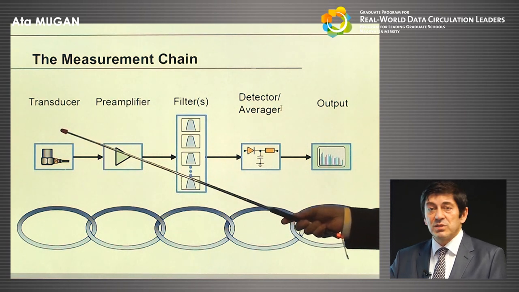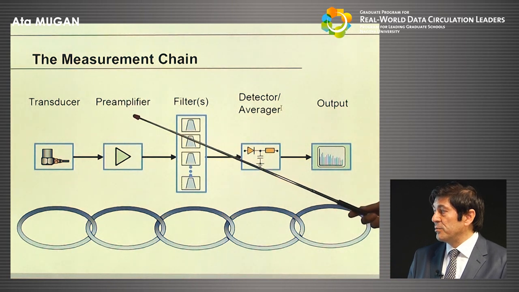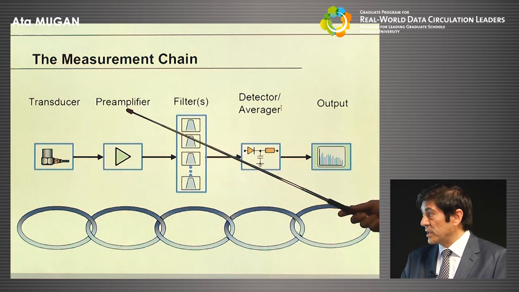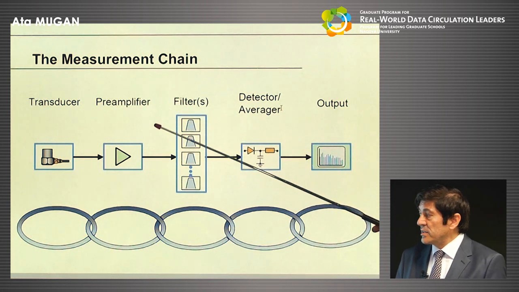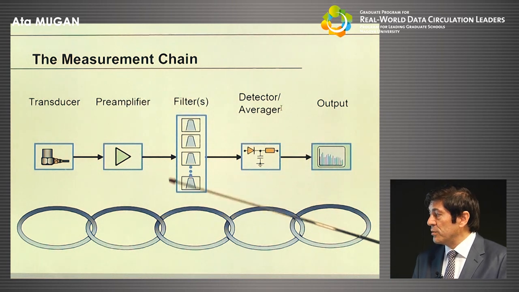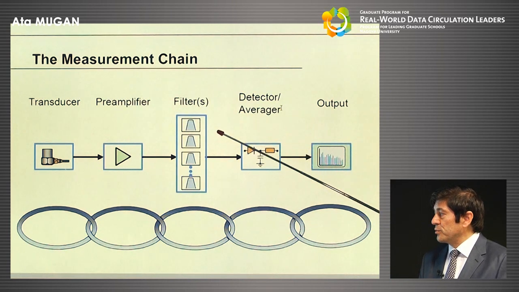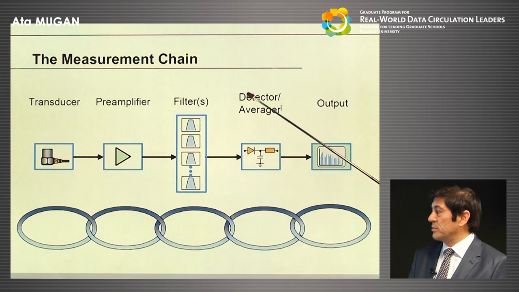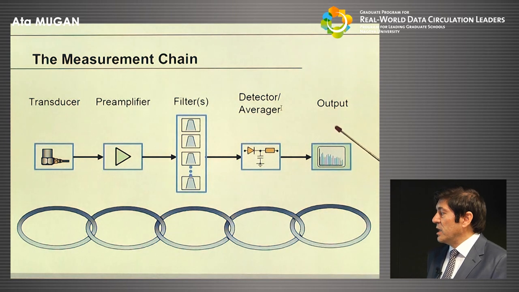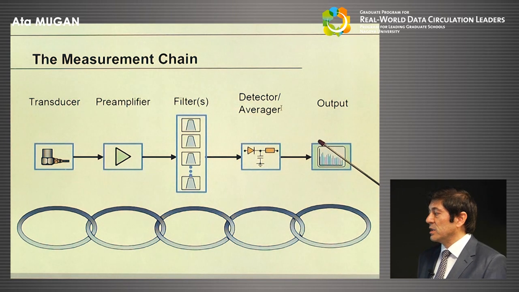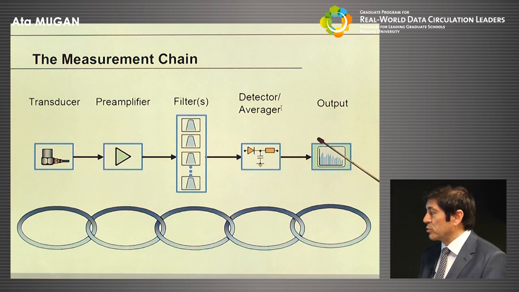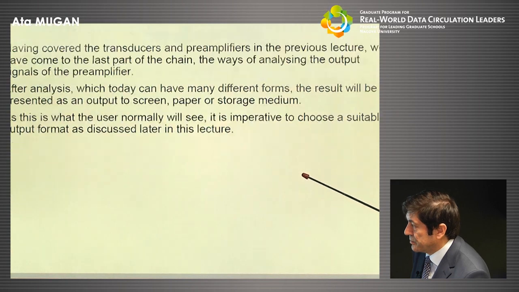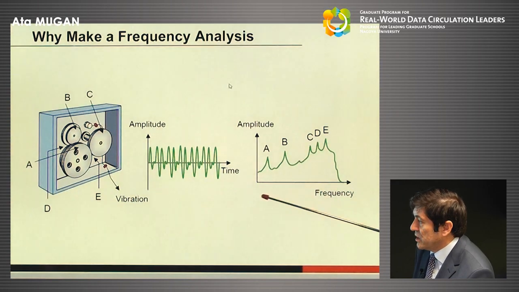The output of the transducer is generally low, so we use a preamplifier to increase the amplitude of the signal. Since that signal will have noise, we have to use filters. Out of the filters, we generally use some detector averager to pick up some characteristics of the signal. Then finally, we can look at the power spectrum of the signal to get the features of the data. That's the usual steps. We covered it actually.